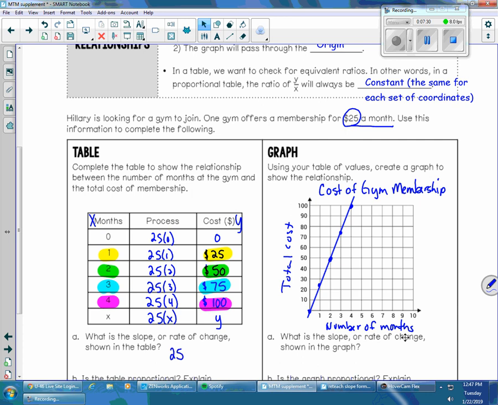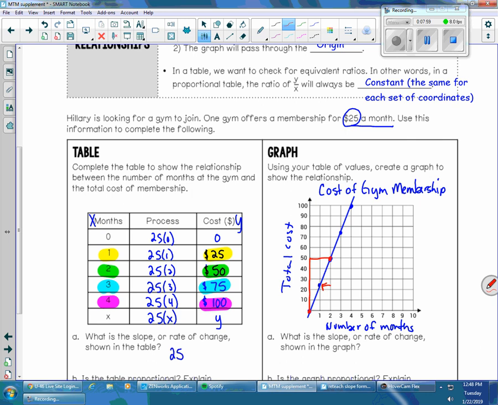So it says, what is the slope or the rate of change shown in the graph? Now we know that it's going to be 25 because I just graphed this data, but I want to show you that when you have a graph, you may be given a graph and asked to find what the slope is. So let's go ahead and do our rise over run. Being that this one is in the middle and I can't tell exactly what it is, I'm going to grab those integer coordinates again. I'm going to go from 0 up to 50 and then over 2.